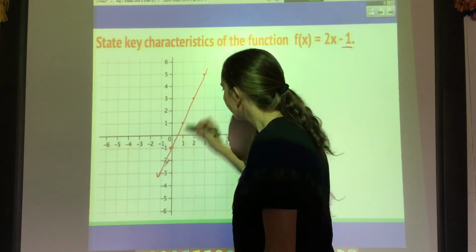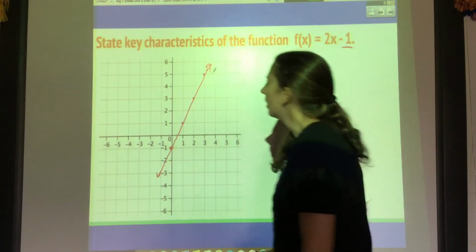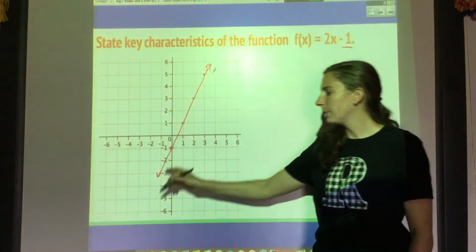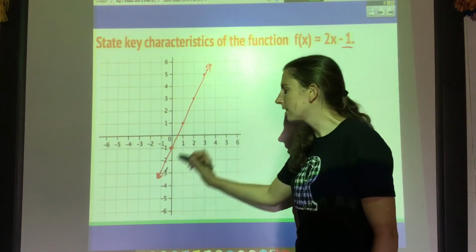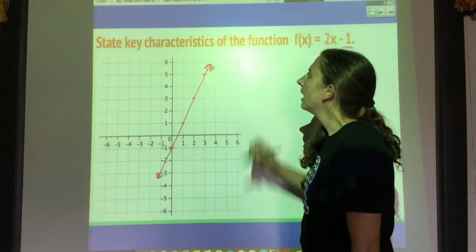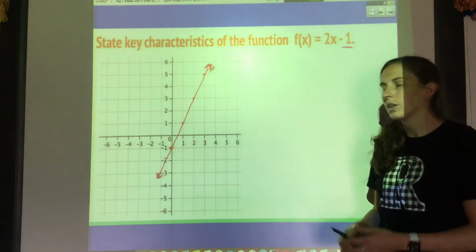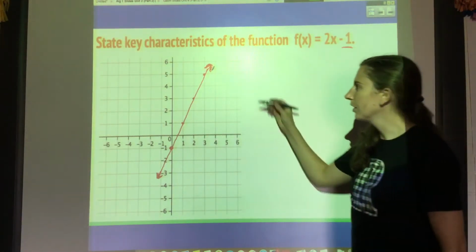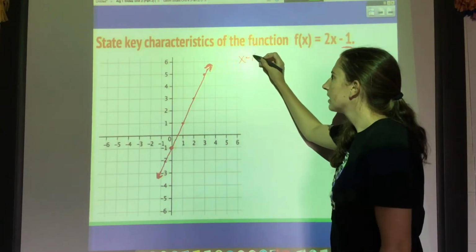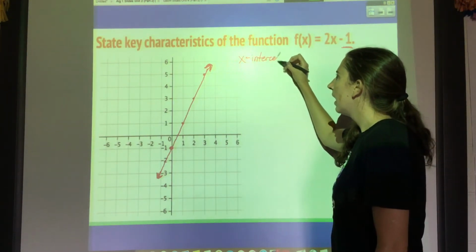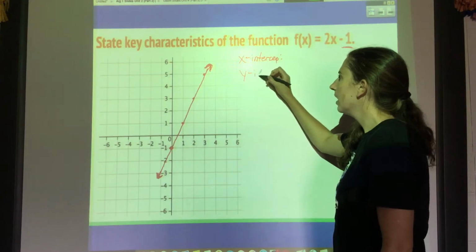And so there is my line. It should have arrows on the end because it does continue forever. It doesn't stop, it's not a line segment. And so I'm going to state some of those key characteristics for this graph. First thing would be the x-intercept and the y-intercept.